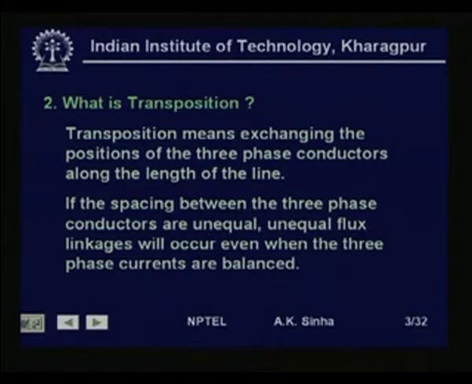The second question was, what is transposition? Transposition means exchanging the position of the 3 phase conductors along the length of the line. That is, when we have 3 phase conductors which are not equilaterally spaced, that is, equal spacing between them is not possible due to physical constraints of the transmission line construction, in such a case we will get unequal flux linkages with the 3 conductors.